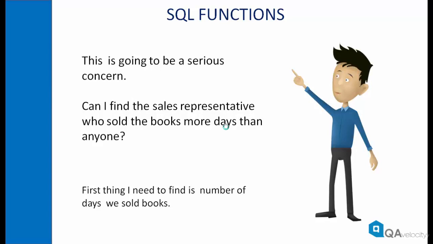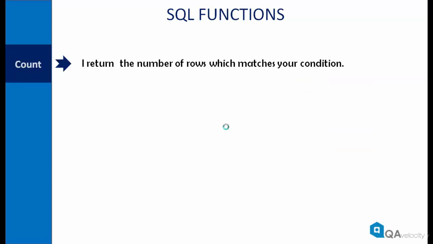Can I find the sales representative who sold books on more days than anyone? So the first thing Jeff needs to find is the number of days they sold the books. To find the number of days, we have a keyword called count in our bucket. It returns the number of rows which matched your condition. So Jeff executed the query, select count of sales_dates from books_sales table, and he got a count of 13 dates in his result.